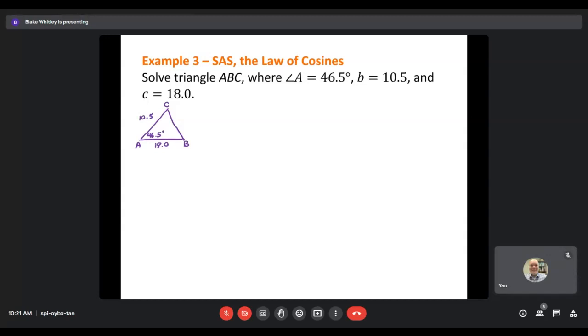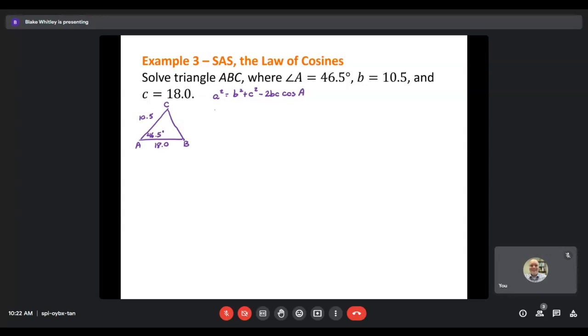Now, since the angle given, we don't know the side across from it, that tells us we're going to have to use law of cosines again here. So since I know angle A, that tells me I'm going to use a squared equals b squared plus c squared minus 2bc times the cosine of angle A.